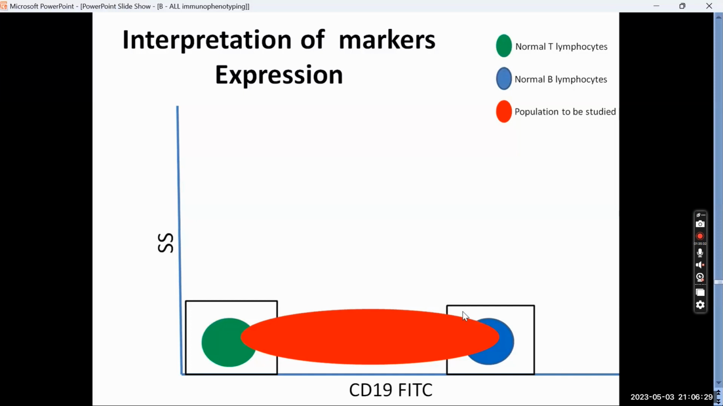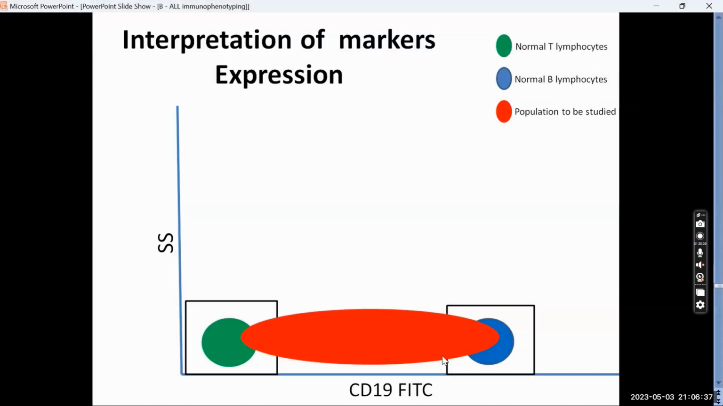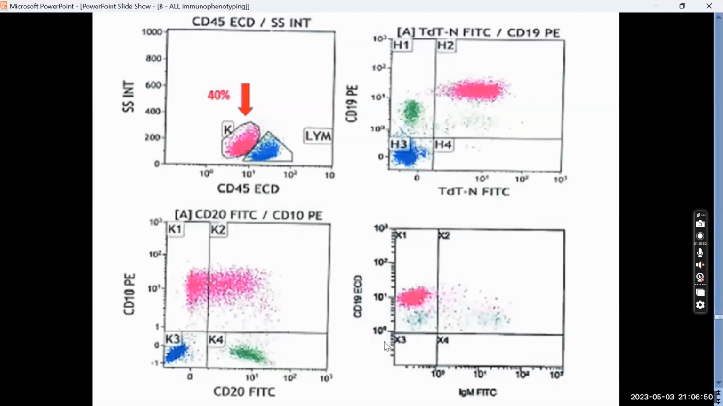When the blast expresses CD19 in a fashion trailing from the negative to the positive area, it is called variable or heterogeneous expression. Then, if the blast is seen in two subsets, one in the negative area and one in the dim area, it is called partial expression of CD19 in a dim fashion. So that is how we need to interpret the markers. There is one more way, which is very tough. If you want, I can share that, but this is easier and reproducible.